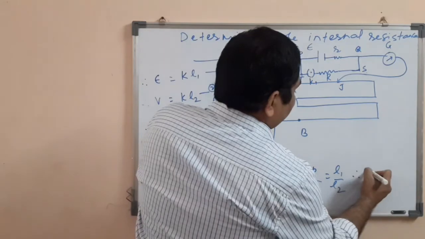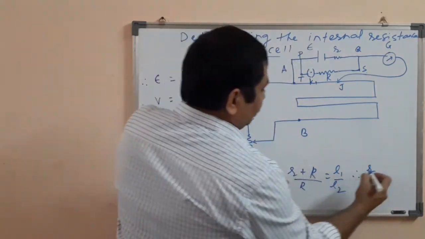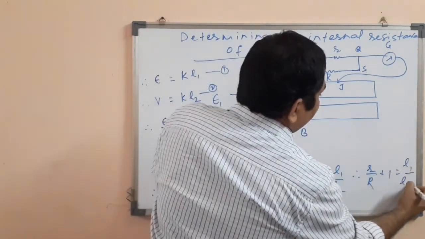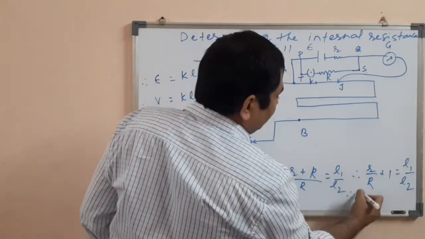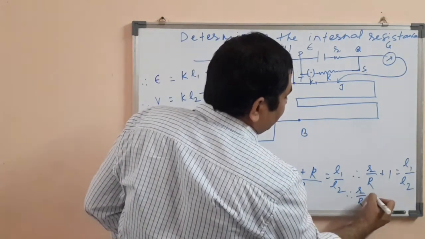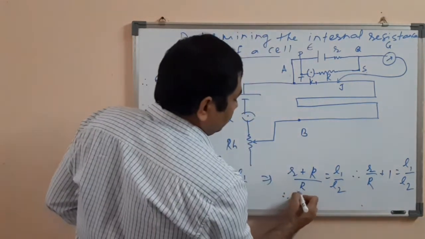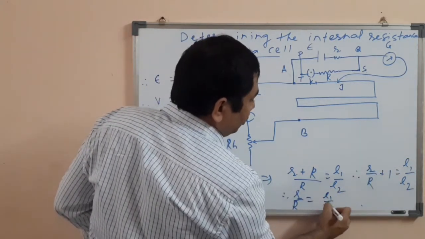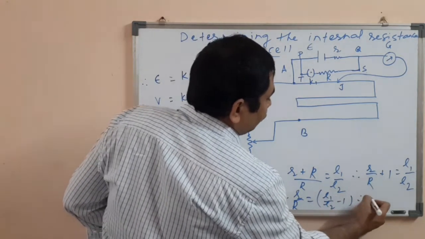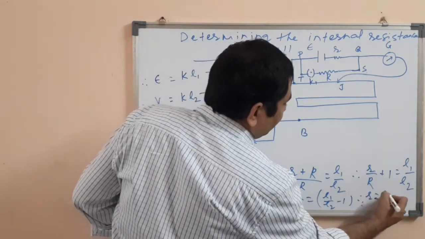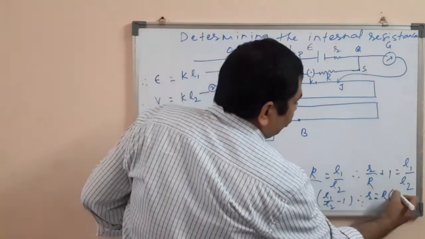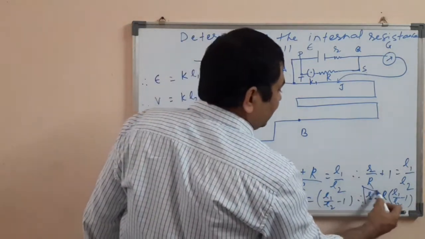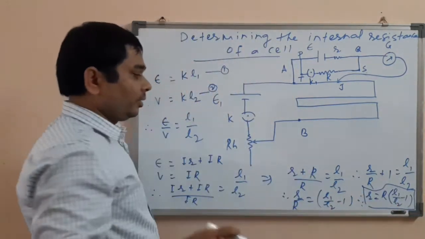So therefore small r upon capital R, this one, plus 1, r by r is 1. This is equal to L1 by L2. So therefore small r by capital R is equal to L1 by L2 minus 1, and therefore this internal resistance small r is equal to capital R into L1 by L2 minus 1. Okay, so this is the internal resistance of this cell.